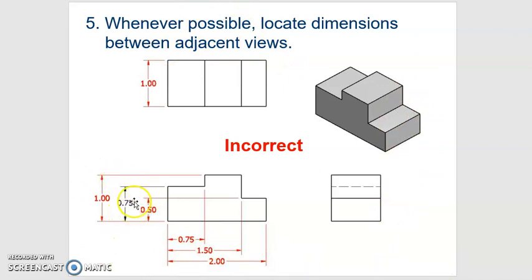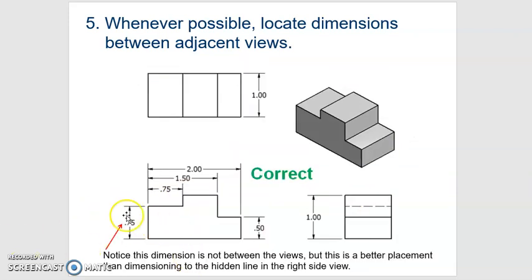Again, with that 0.75, it made more sense to put that one over here on the actual change in view rather than to the hidden line. That's why that one breaks the rule. They're just pointing out that this dimension is not between the views, whereas this one's in between here, these are in between there, this one's in between those. But it's better to put it on the change in contour than to a hidden line.